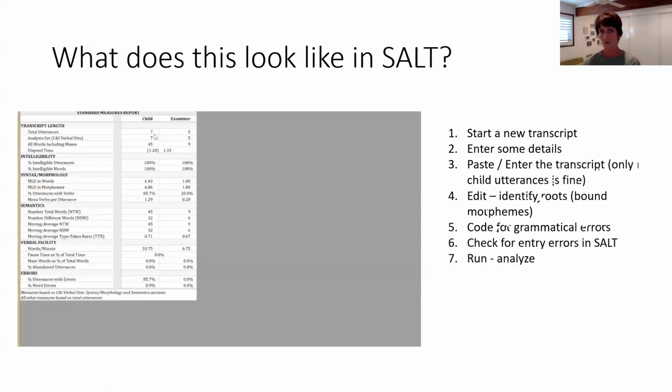We then run analyze, and you can see it's got 7 utterances, 45 words, 6.43 in words, 6.86 in morphemes, and so on. So these measures are quite similar to the ones you just saw in MIMO, but what it adds here is percentage of utterances with errors, because we've just coded that, and you can see 85.7% of the utterances had an error in them. So that is a very fast overview.